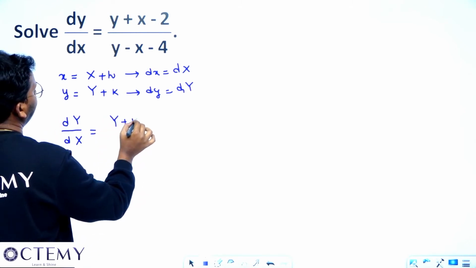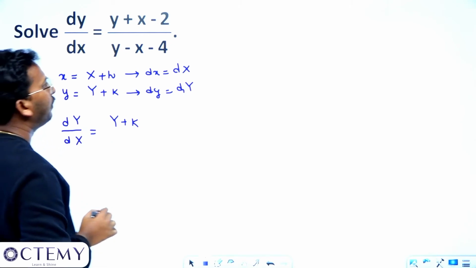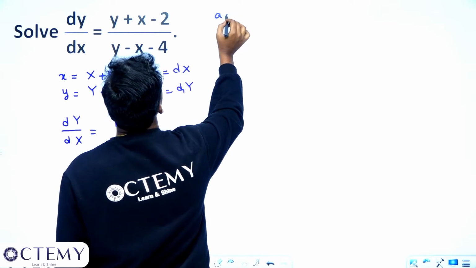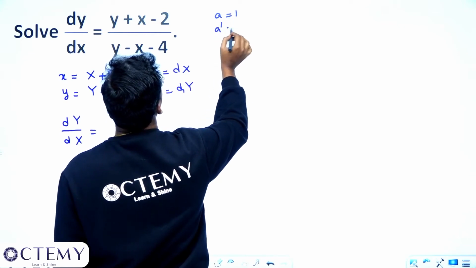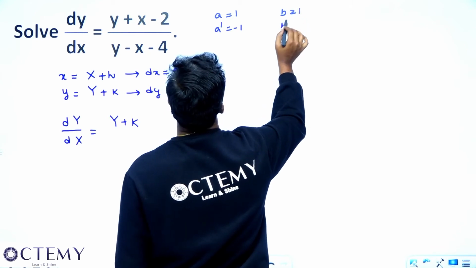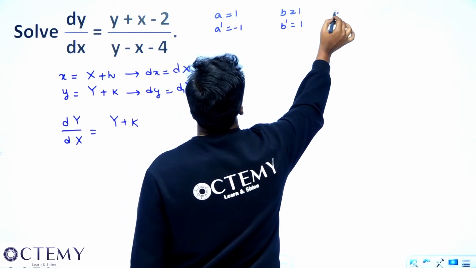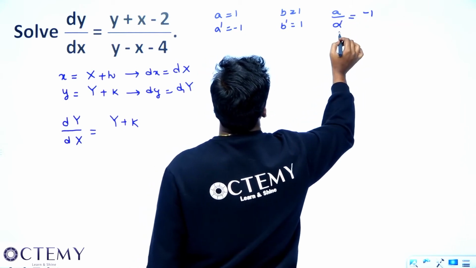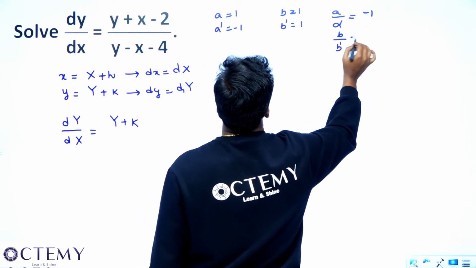And first actually we have to check the ratios. What is the meaning of a? a is equal to 1, a dash is equal to minus 1, and b is equal to 1, b dash is equal to 1. What is a by a dash? Minus 1. What is b by b dash? That is plus 1.